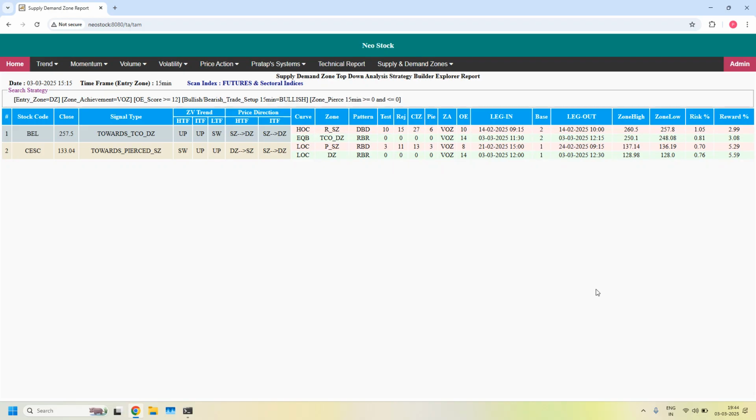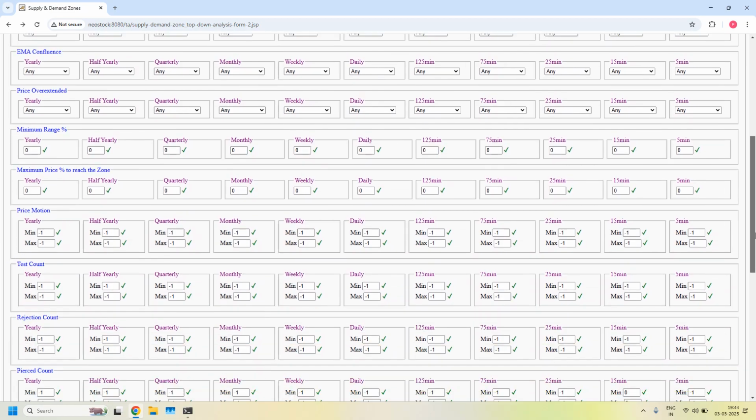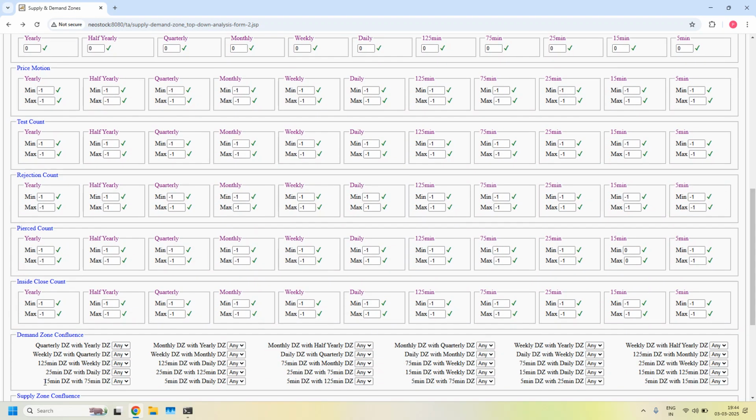Entry time frames are 15 minutes demand zones. We have 2 15 minutes demand zones. Out of these 2, do they have ITF confluence or not? Let us verify. That is 15 minutes and 75 minutes demand zone confluence. I am enabling this filter.